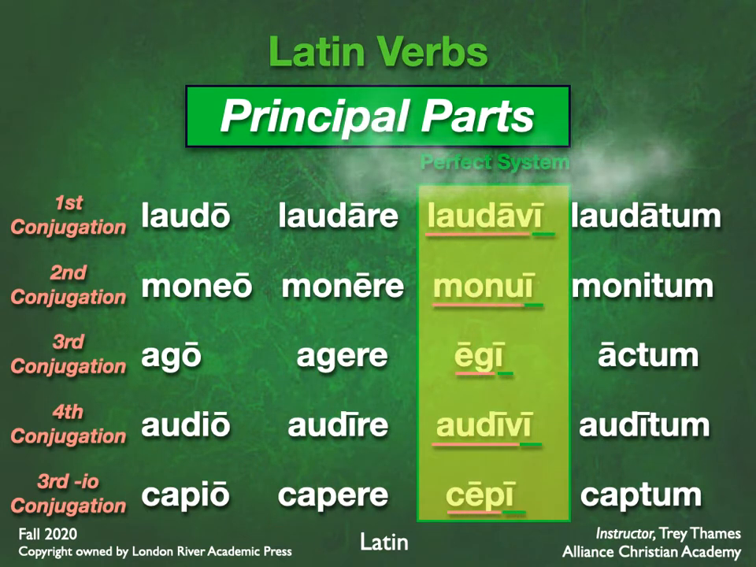And the perfect system also comes from the third principal part. You did learn that last year. The perfect system comes from the third principal part. And again, you just drop that I ending off, and that gives you the stem for conjugating in the perfect tense. So in this case, laudavi, or of course we don't say the V, it's a W sound, so it's laudawi. And that's your stem, laudaw. Monu, eg, audiv, cep. That's your stem. Drop that I ending, and then you can conjugate in every tense in the perfect system.